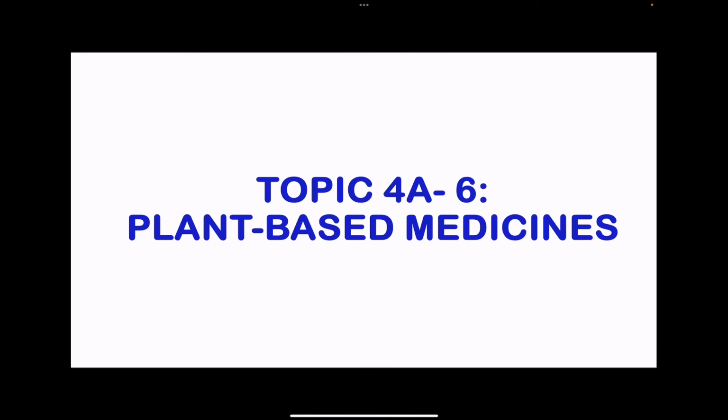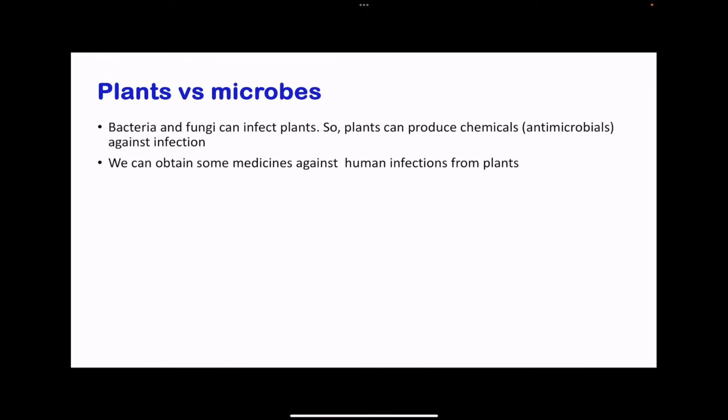Moving on to topic 4A6, plant-based medicines. Plants can fight some microbes on their own. These include bacteria as well as fungi that can infect plants. So this means the plants can produce chemicals which are antimicrobials. So we can use some of these to fight against human infections.